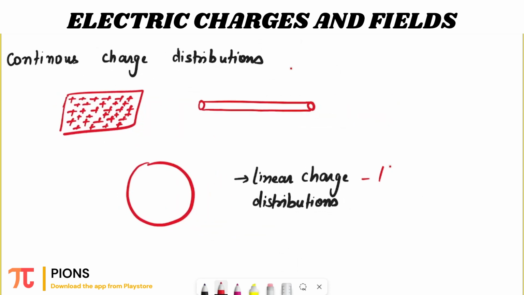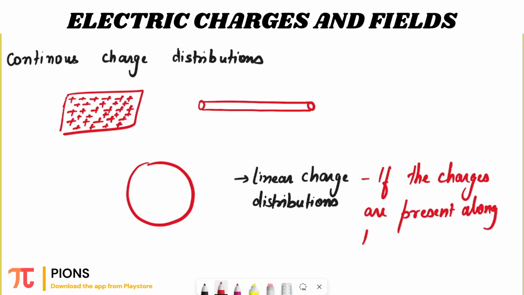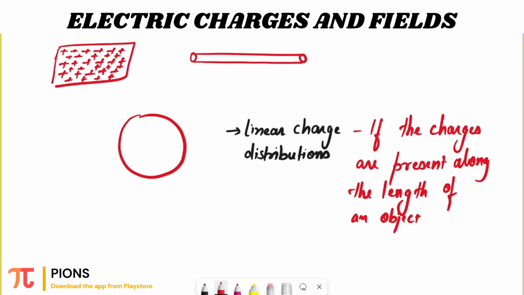Linear charge distribution: if the charges are present along the length of an object, such distributions we call linear charge distribution. Any doubt? Next is surface charge distribution.